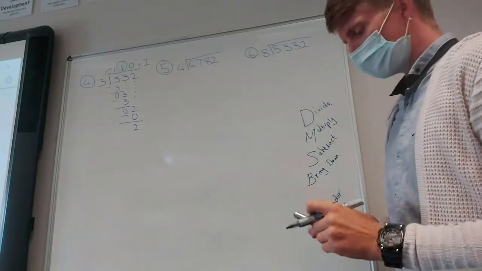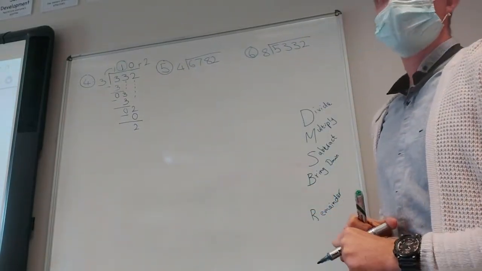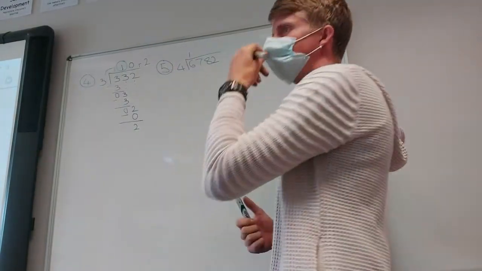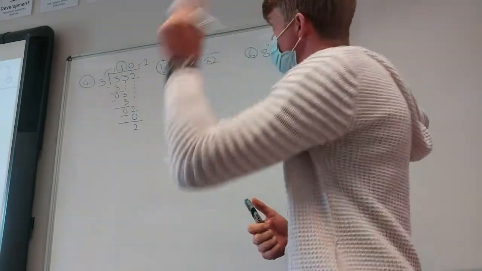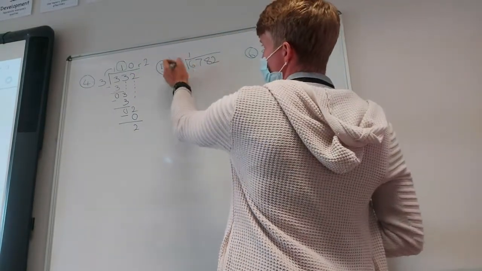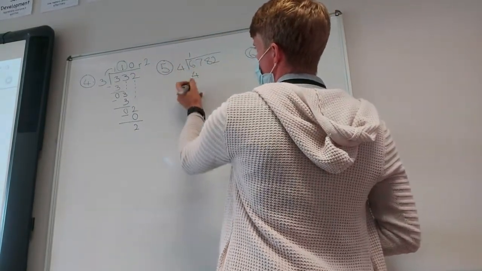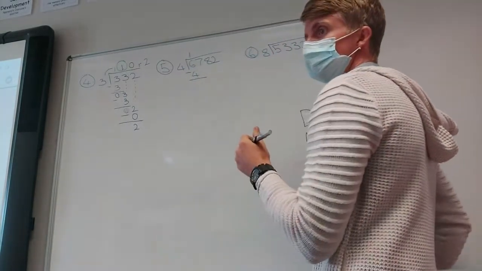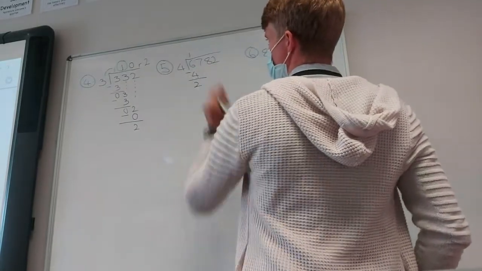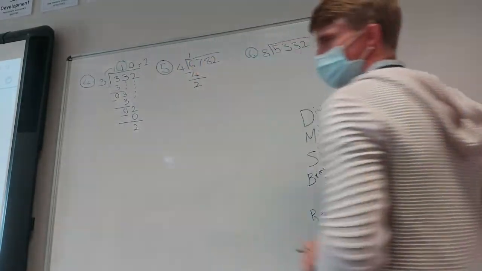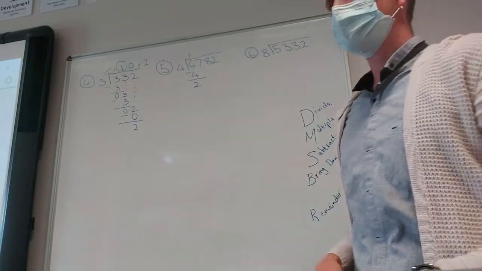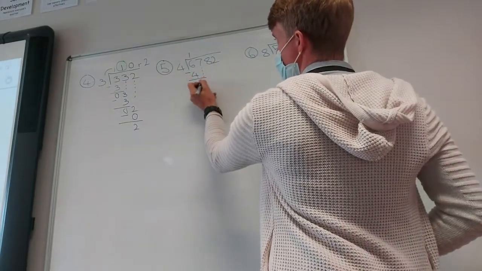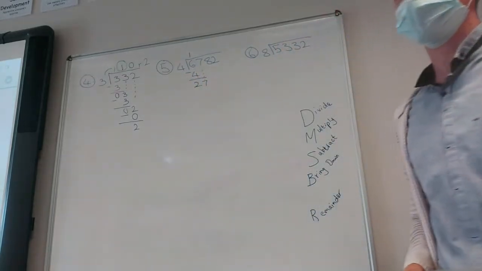Can 4 go into 6? Yes. How many times? Once. Alright, let's write 1 there. What's my next step? Multiply. Multiply what by what? 1 times 4 equals 4. Great. What's my next step? Minus. Good, 2. Okay, so I write 2 underneath the same numbers there. Then next step, bring down the 7. Okay, what's my next step?